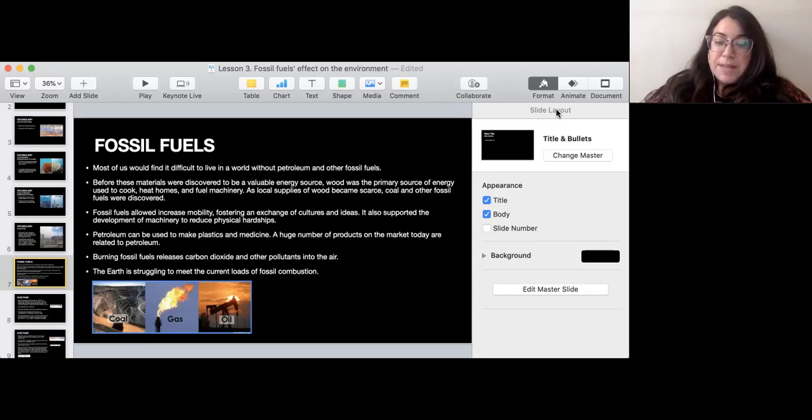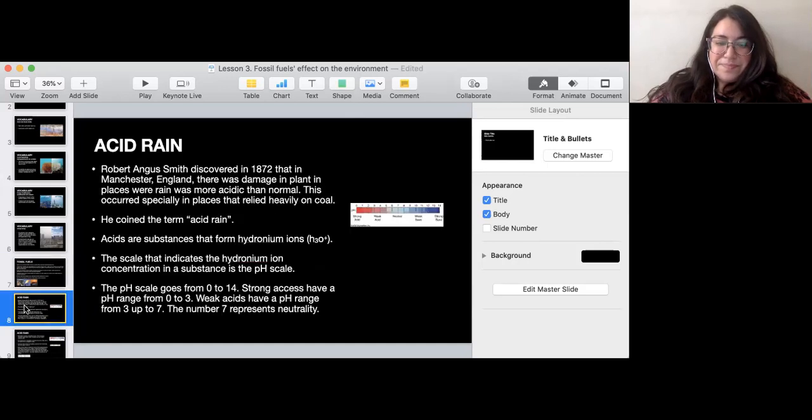Petroleum can be used to make plastics and even medicine, and a huge number of products on the market today are related to petroleum. But the problem is that burning fossil fuels releases carbon dioxide and other pollutants into the air. And the air right now is struggling to accommodate all of this carbon dioxide.